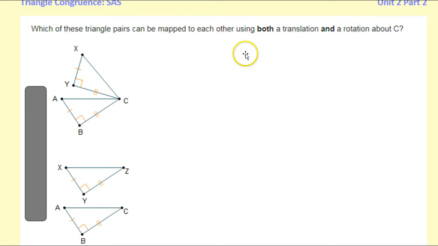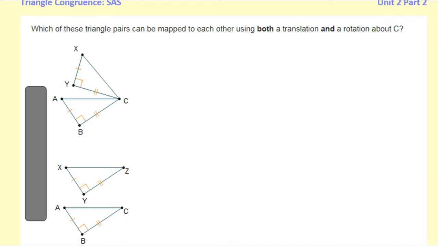This next problem is very similar, but we want to be able to get from one triangle to the other using both a translation and a rotation, a slide and a turn. And the rotation needs to be about C. So the point C has to be the point that we are turning around. So this first one is going to be a no.